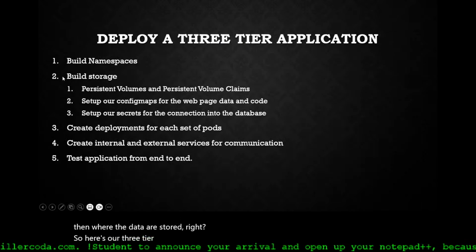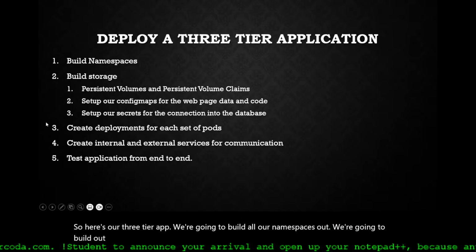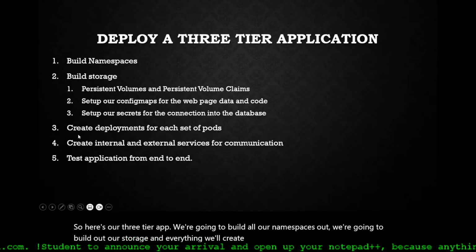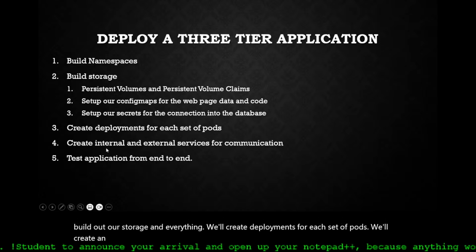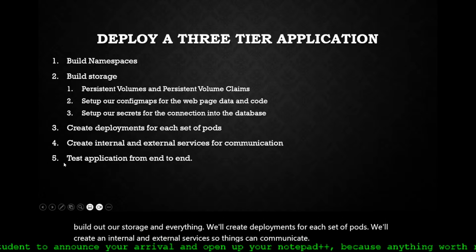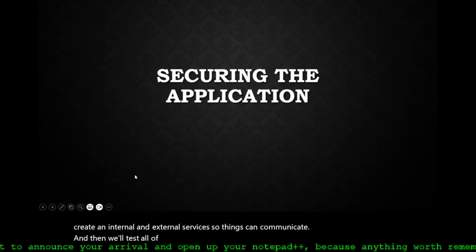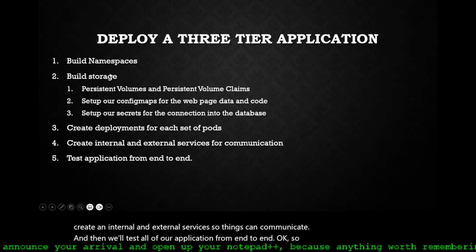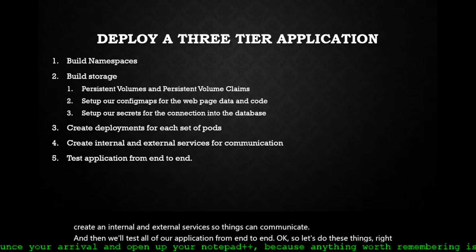We're going to build all our namespaces out. We're going to build out our storage and everything. We'll create deployments for each set of pods. We'll create internal and external services so things can communicate. And then we'll test all of our application from end to end, okay? So let's do these things right here in the lab.